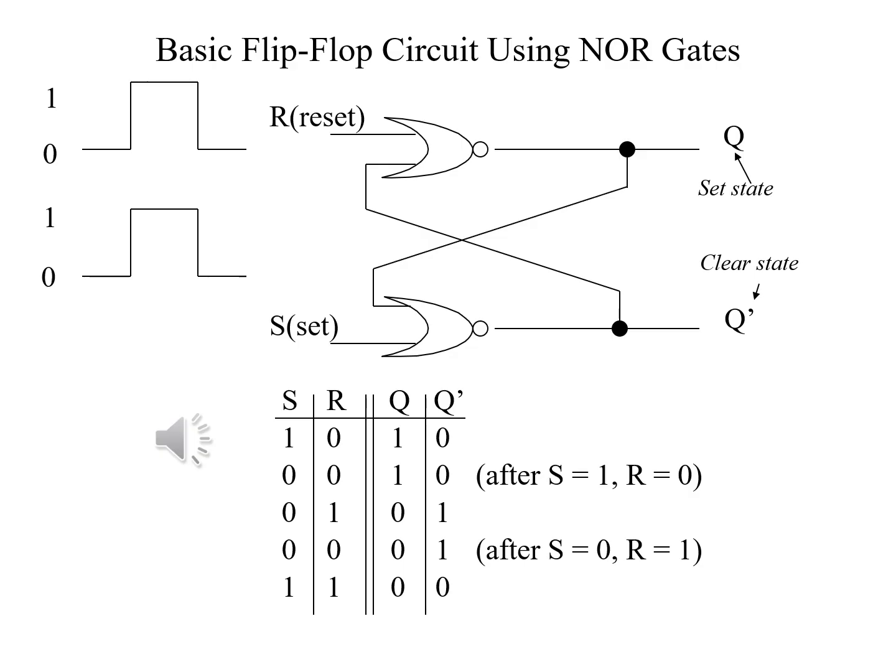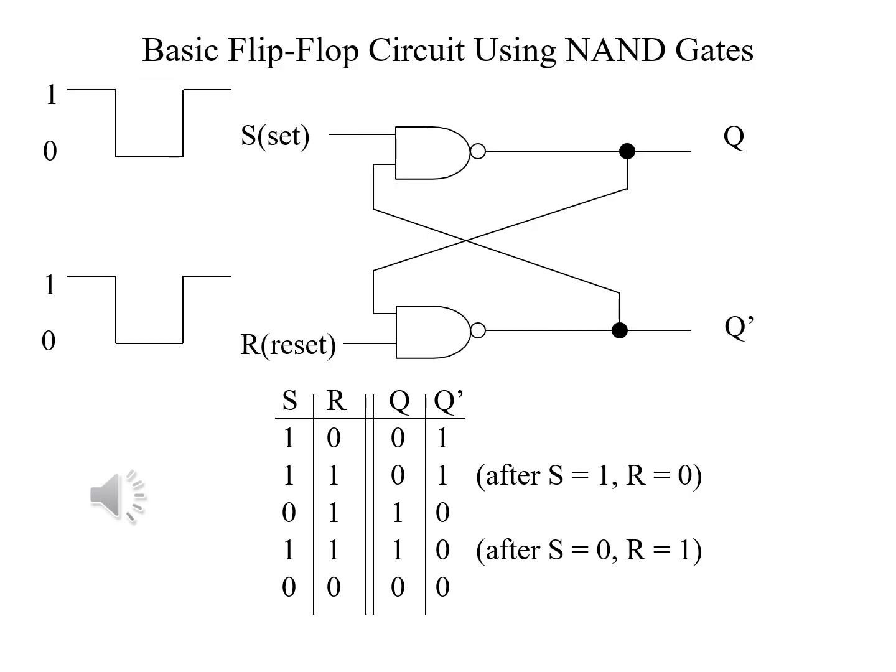If Q was 0, it remains 0. If Q was 1, it remains 1. If S is 1 and R is 0, the flip-flop will be set to 1. If R is 1 and S is 0, the flip-flop will be cleared to 0. But R and S cannot both be 1. This will lead to an indeterminate state where both Q and Q prime is 0.